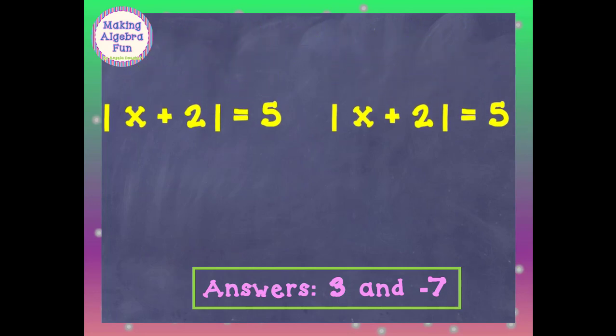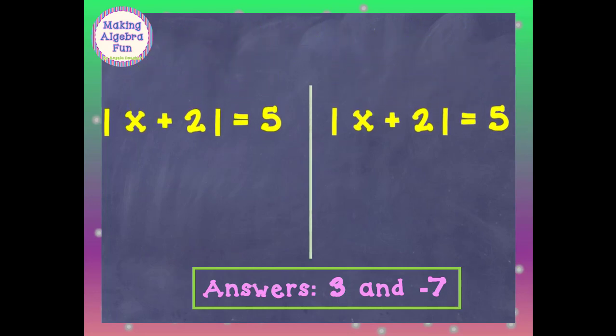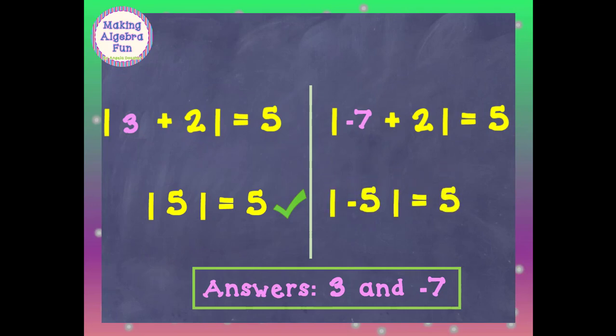Now we're going to check our answers. Using 3, you'll see that 3 plus 2 is 5 inside that absolute value, and the absolute value of 5 equals 5. Using negative 7, negative 7 plus 2 is negative 5. The absolute value of negative 5 is also 5. So you can see how both answers work.